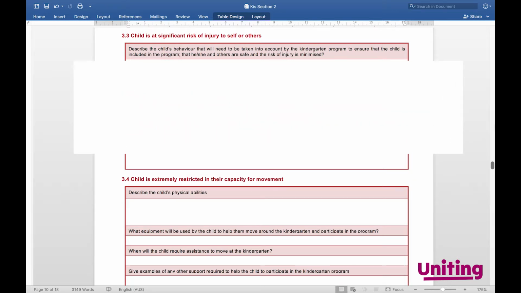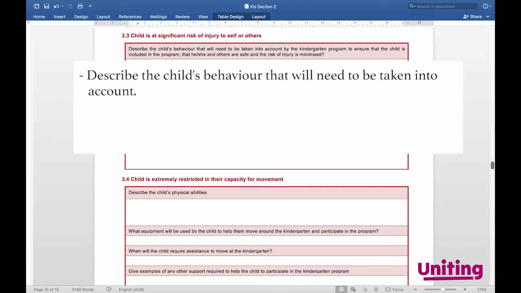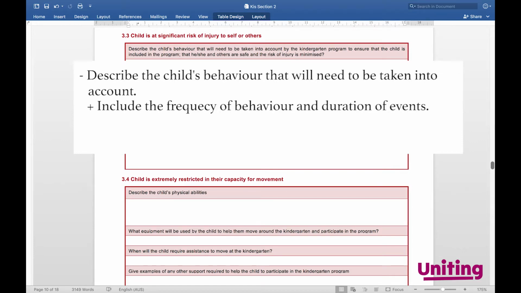Here you will need to describe the child's behaviour that will need to be taken into account by the kindergarten program to ensure that the child is included in the program, that he or she and others are safe and the risk of injury is minimised. Include details such as the frequency of behaviour and the duration of events. For example, this behaviour has been observed 3 times in an hour for 10 minutes each time.